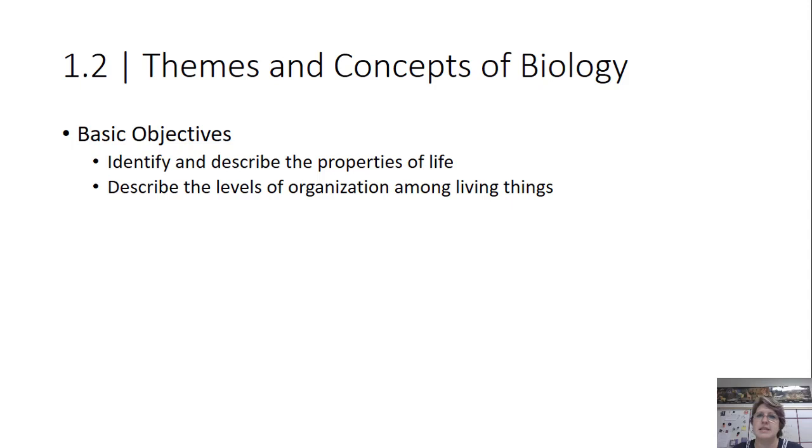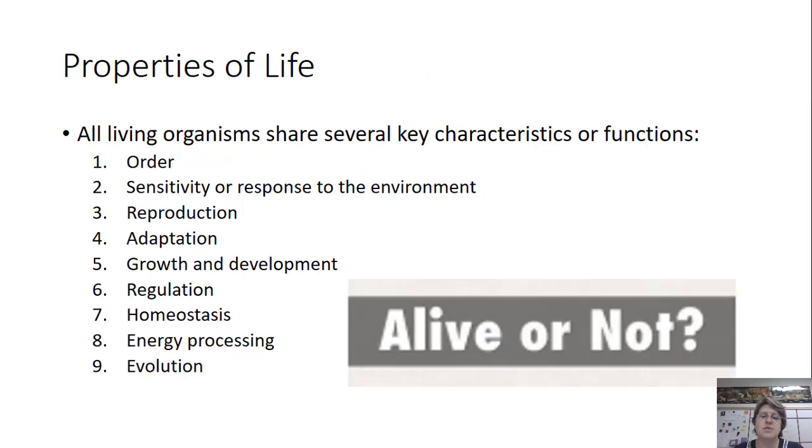Chapter 2 is talking about the themes and concepts of biology. So again, I'll go over the basic objectives, identifying and describing properties of life, describing how the levels of organization among different living things. So you have properties of life, and there are typically about 9 different properties of life. Some textbooks will say 7, some will say 9, but generally they're pretty much the same.